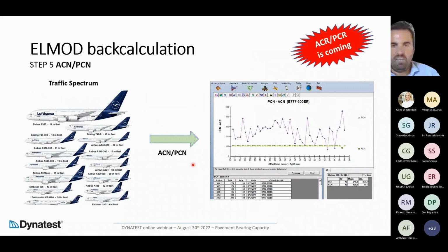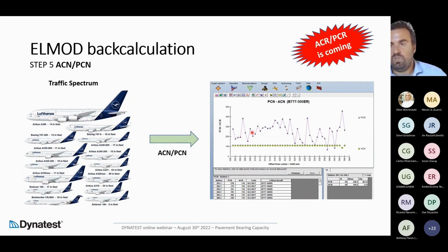And again, for the airport case, if we know the traffic spectrum in terms of aircraft, we can calculate ACN, PCN parameters. That is a typical value for pavement evaluation in airports. The PCN and the critical aircraft are automatically calculated for each station, and the ACN value and the code for the PCN are also generated.